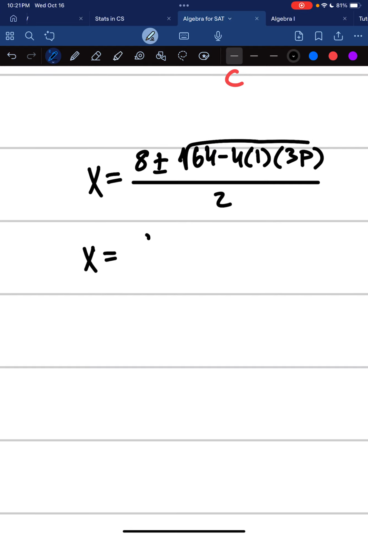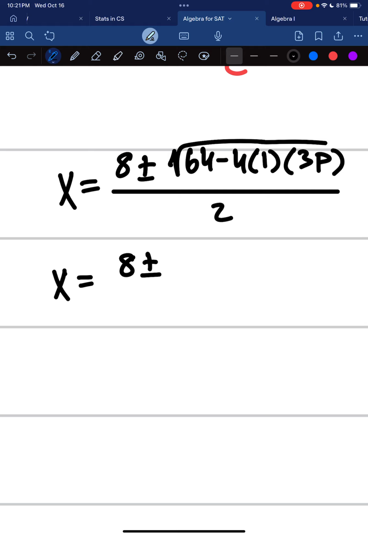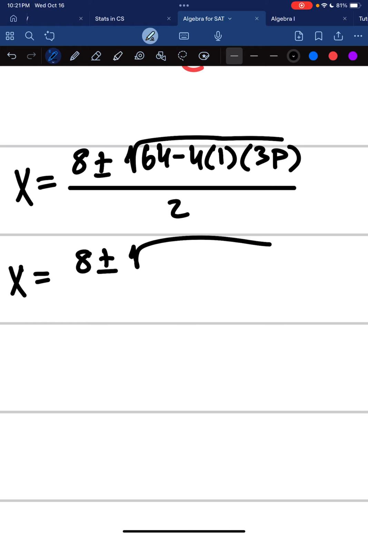So x equals 8 plus or minus the square root of 64 minus 12p.